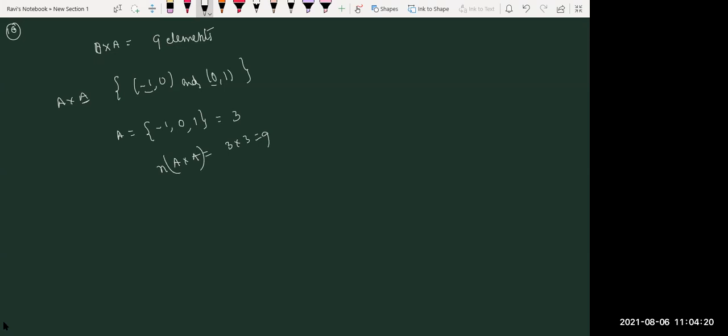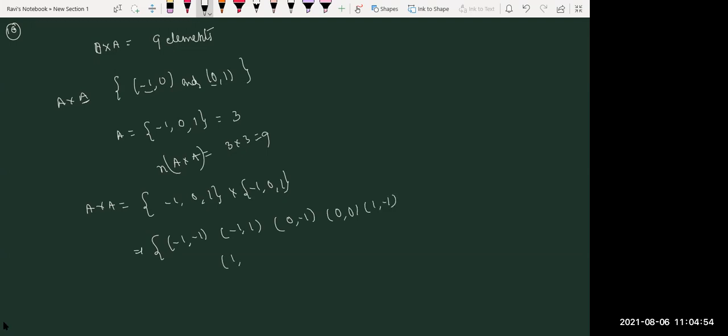Now they are asking us to find the remaining elements of A cross A. So minus 1, 0, 1. Now find the remaining elements. Minus 1 comma minus 1. Minus 1 comma 0, not right, don't write. Okay, minus 1 comma 1. 0 comma minus 1. 0 comma 0. 0 comma 1 they already gave. 1 comma minus 1, 1 comma 0, 1 comma 1.